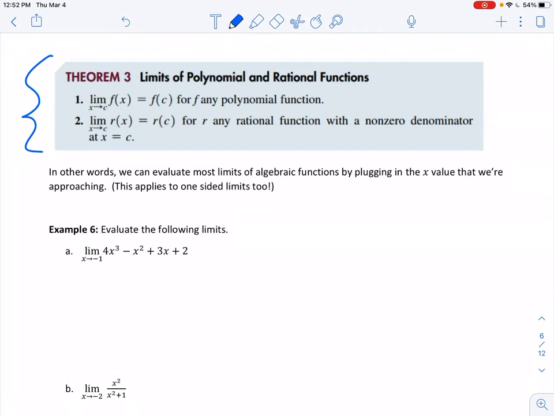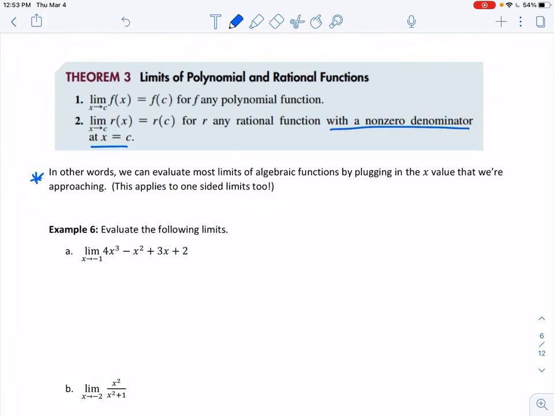It says the limit as x approaches c of f of x equals f of c for any polynomial function f, and the limit as x approaches c of r of x equals r of c for any rational function with a non-zero denominator at x equals c. So what does all this mean? This means, in other words, that we can evaluate limits of most algebraic functions by plugging in the x value that we're approaching. And I made a note here that this also applies for one-sided limits too.